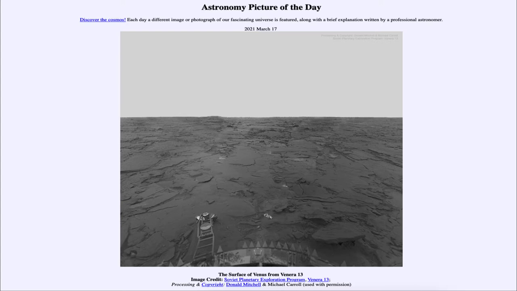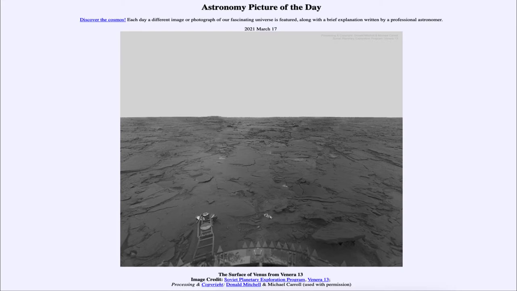One of the things that I like to do in each of my introductory astronomy classes is to begin the class with the astronomy picture of the day from the NASA website at apod.nasa.gov/apod. And today's picture for March the 17th of 2021 is titled The Surface of Venus from Venera 13. So what do we see here?